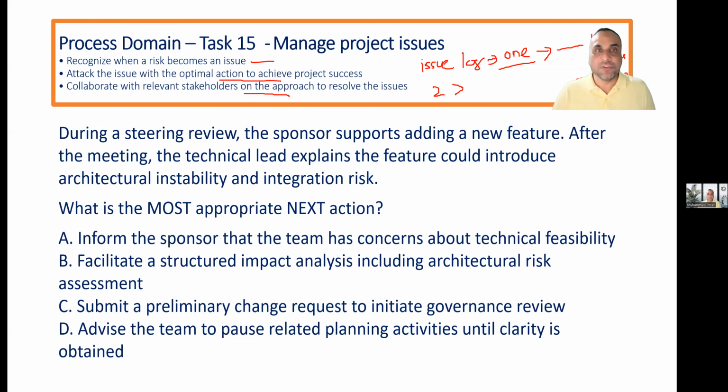During a steering review, the sponsor supports adding a new feature. After the meeting, the technical lead explains the feature could introduce architectural instability. Forget the question, please. Let's stop here. Feature could introduce architectural instability. When you read this, what comes to your mind?